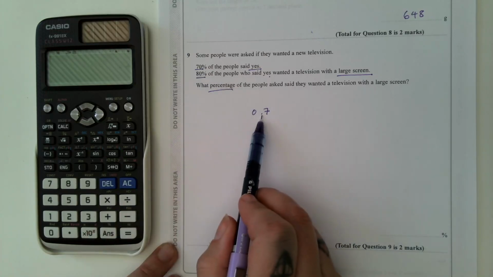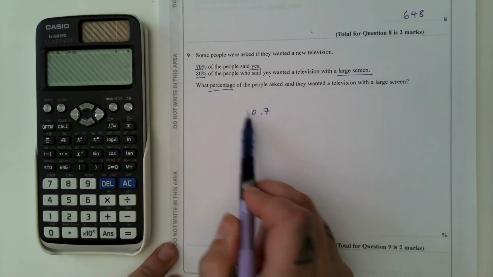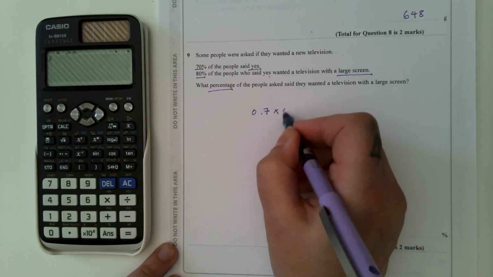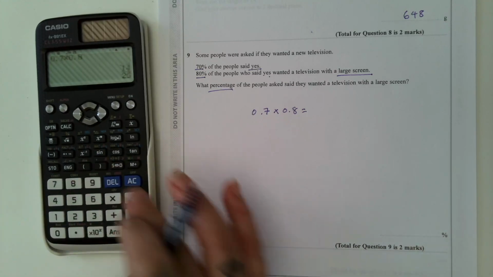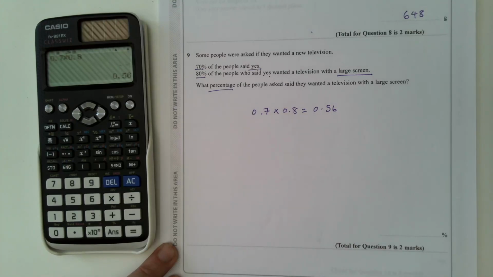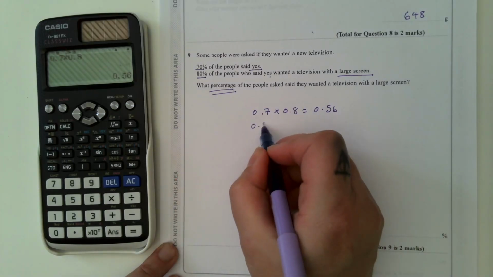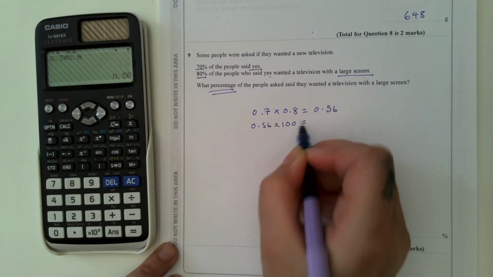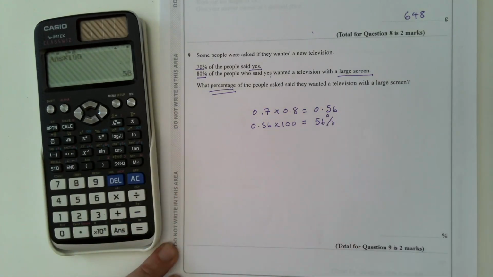So 70% said yes, and this is the amount of people we're dealing with, but 80% of these people wanted a large screen. So I'm going to work out what 0.7 times 0.8 is. And that tells me 0.56. So 0.56 of the people asked said they wanted a television with a large screen. This is a decimal. We want a percentage. So 0.56 times by 100 would tell us it as a percentage, which is 56%.